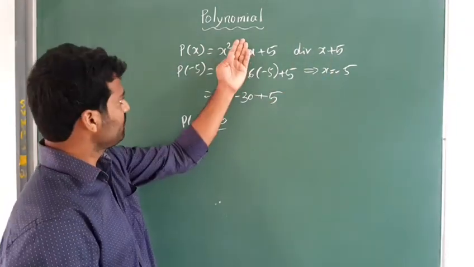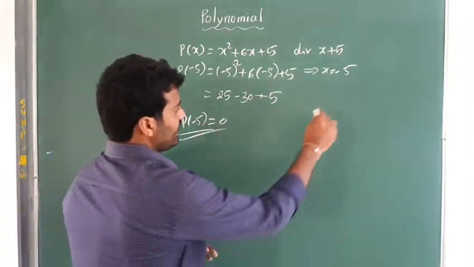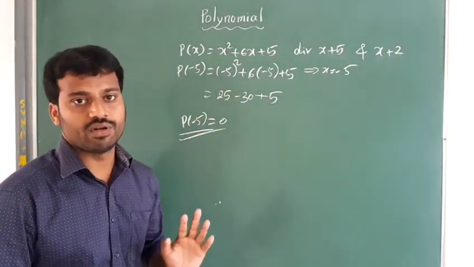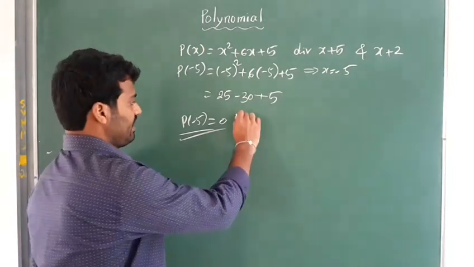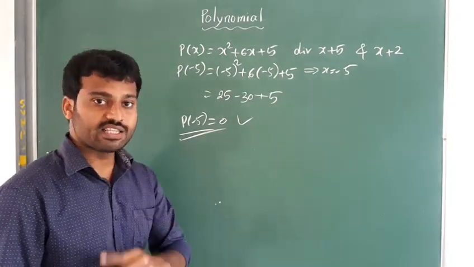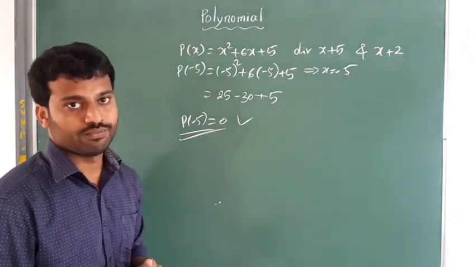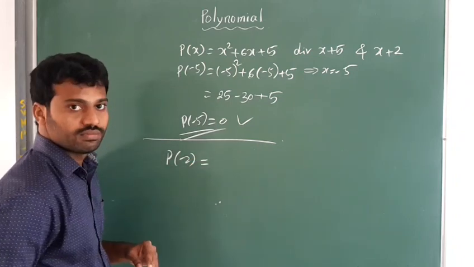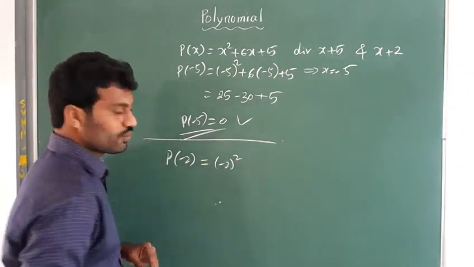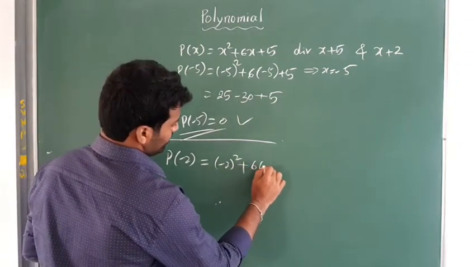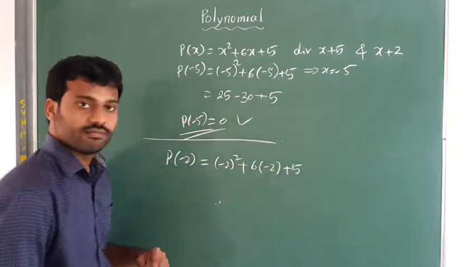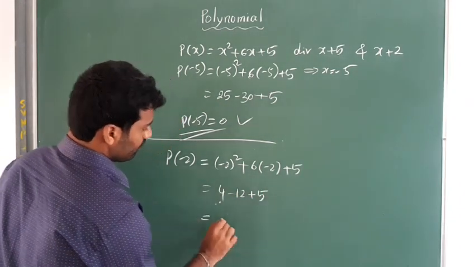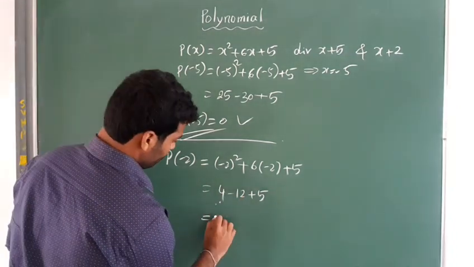Clear or not? Suppose for the same one, if they ask one more, x plus 2, whether x plus 2 is a factor of this one or not. So x plus 5 is a factor, yes. So x plus 2 we have to find. x plus 2 means what is the x value? -2. Just substitute x is equals to -2. So -2 whole square plus 6 into -2 plus 5. So 4 minus 12 plus 5. What you can get? 4 plus 5 is 9, minus 12 is minus 3.